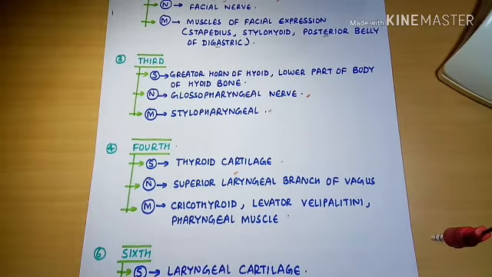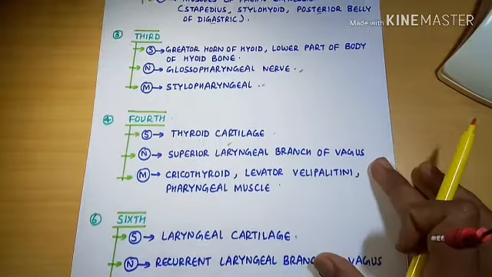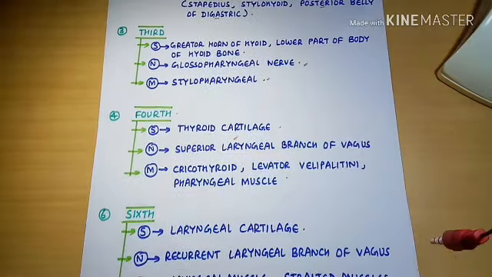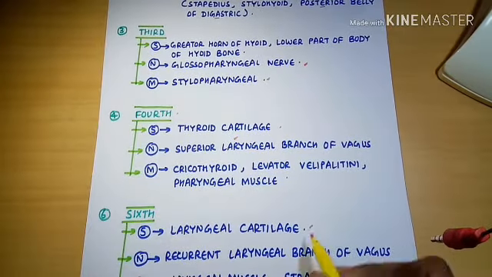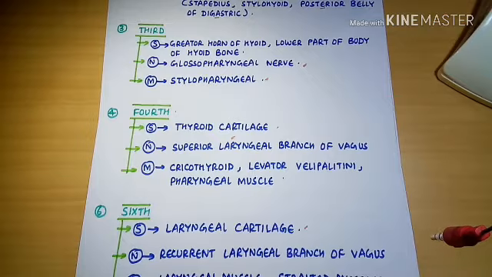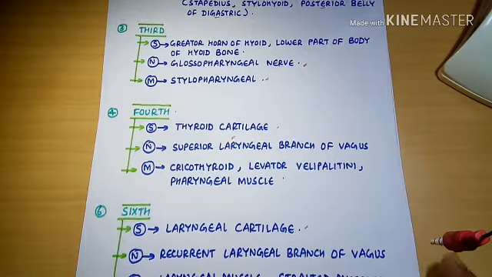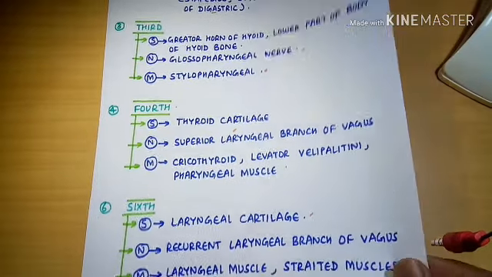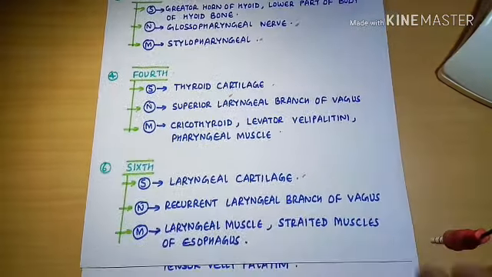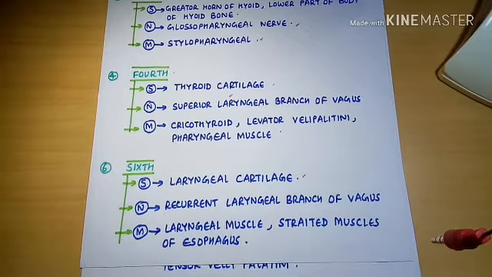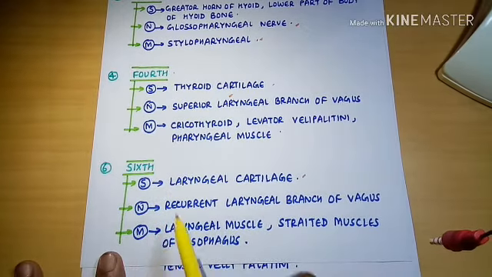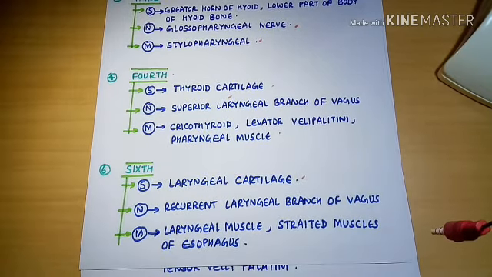And from the sixth pharyngeal arch, the structure formed is the laryngeal cartilage. So the thyroid cartilage is formed from the fourth pharyngeal arch, and the laryngeal cartilages are formed from the sixth pharyngeal arch. The recurrent laryngeal branch of the vagus nerve, the 10th cranial nerve, is formed from the sixth pharyngeal arch. And the muscles are the laryngeal muscles. Striated muscles of the esophagus are formed from the sixth pharyngeal arch.